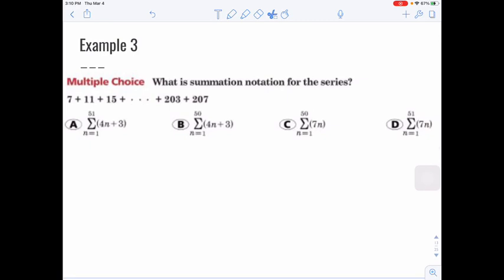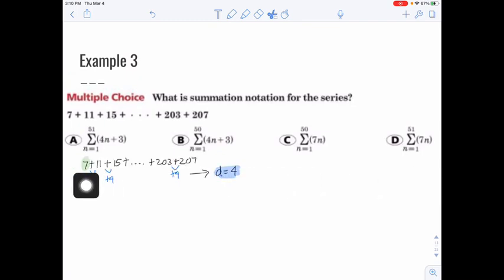Example 3 says, what is summation notation for the series 7 plus 11 plus 15 plus all the way till we get plus 203 plus 207? We can rewrite our series and look for a common difference. From 7 to 11, we add 4. 11 to 15, we add 4. And 203 to 207, we also add 4. So our common difference here is going to be 4.